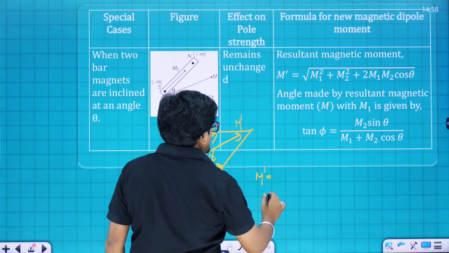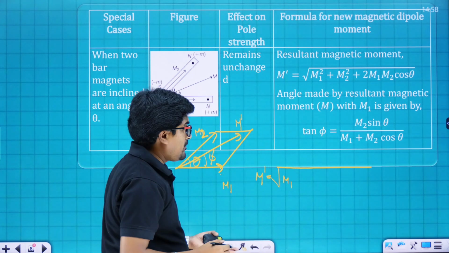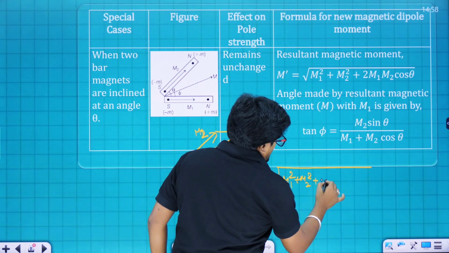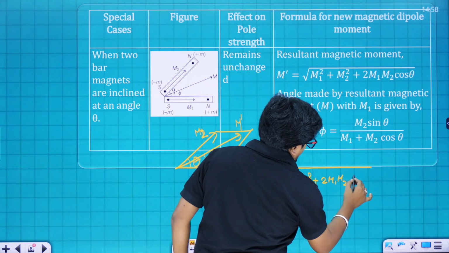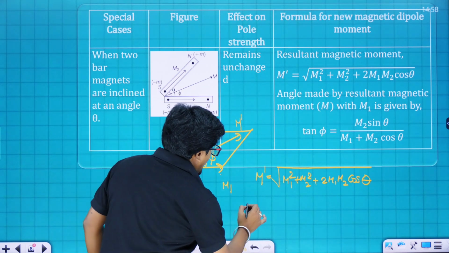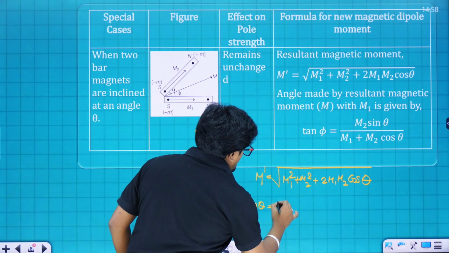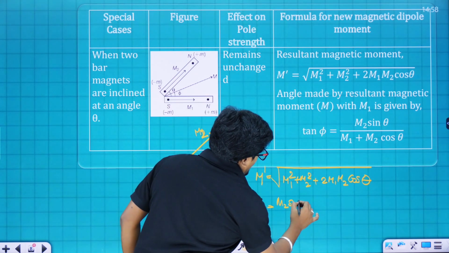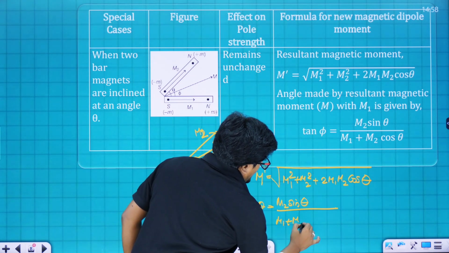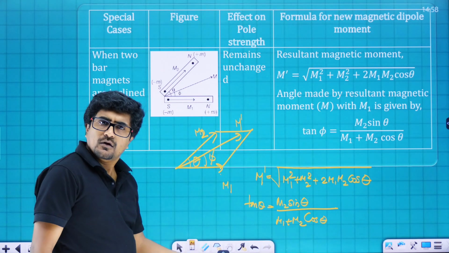So M dash is going to be the square root of, by the vector formula we need to apply, M1 square plus M2 square plus 2 times M1 M2 into cos of theta. And what about this angle? Tan of phi is going to be M2 sine of theta, all divided by M1 plus M2 cos of theta. Was that okay?